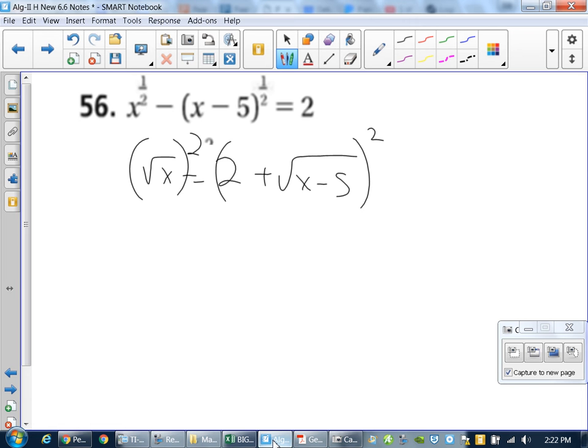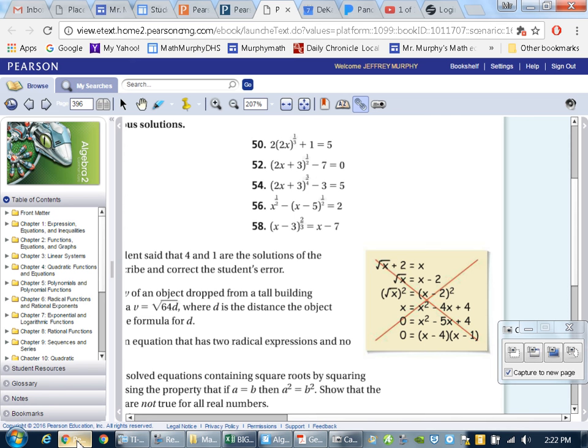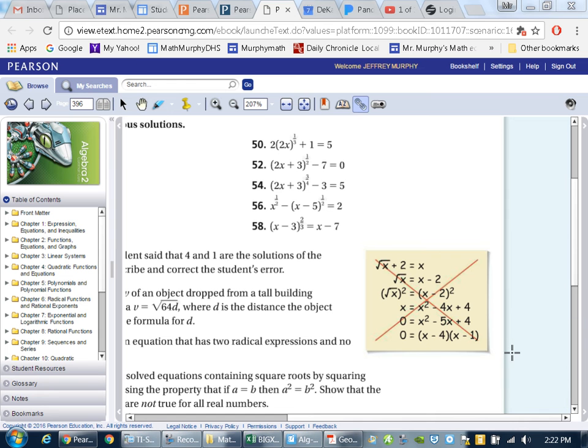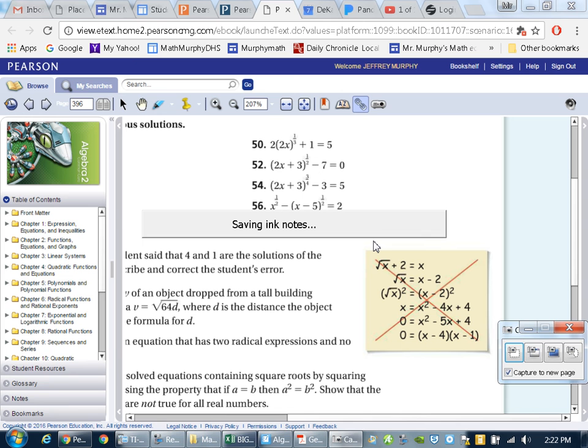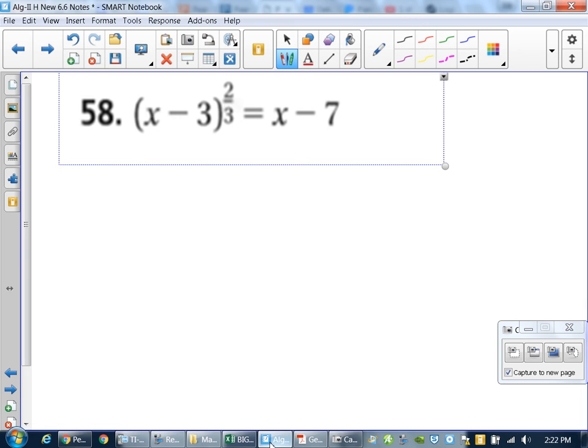Now if I look at 58, 58's a tricky sucker. Because it tells you that you're looking for something to the 2/3 power equals something else. In this case, to get rid of that fractional exponent, I'd have to raise it to the reciprocal, 3/2. Correct? Yes. Then how in the world do I raise x minus 7 to the 3/2? How do I write that? Can't. So you have to do something different.